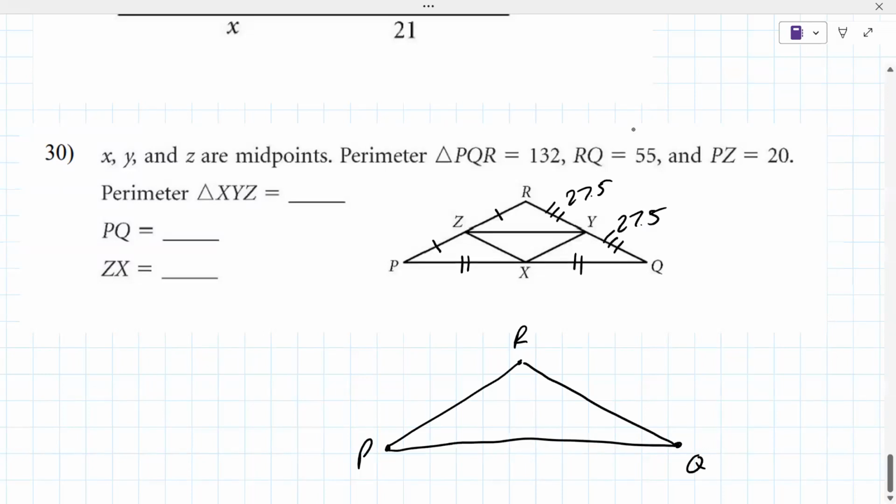Now P to Z is 20. So what is Z R? 40, or wait, no, it would also be 20. Very good. So the whole length is 40. And it says here the perimeter is 132. PQR is 132. So if you go all the way around, could you find the missing length for us, please?